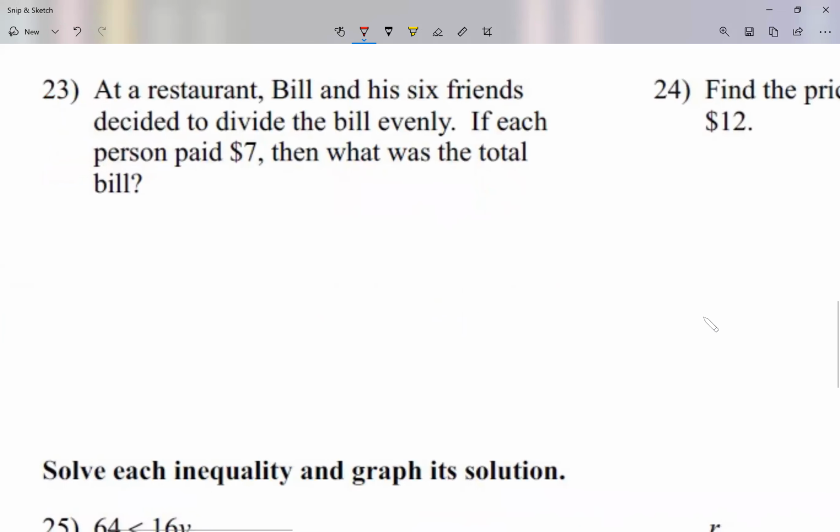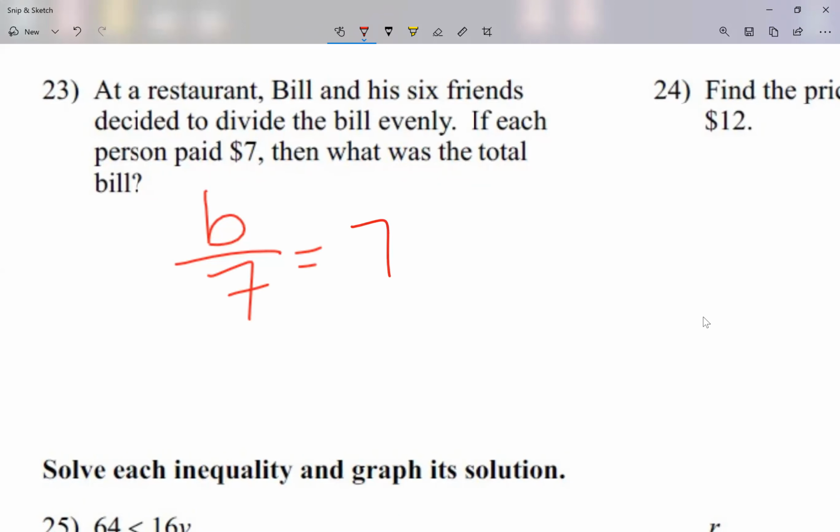Even in words, at a restaurant, Bill and his 6 friends decided to divide the bill evenly. If each person paid $7, then what was the total bill? So I don't know what the bill was, so I'm going to use B for bill. They're going to divide it evenly among all of them. It's Bill and 6 friends, so that means there's 7 total. And when they divided the bill among the 7 of them, they pay 7.